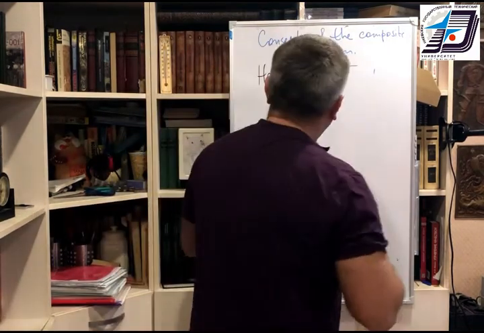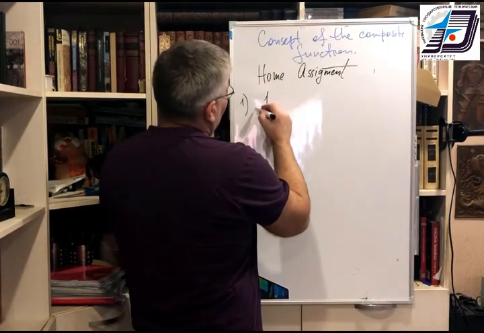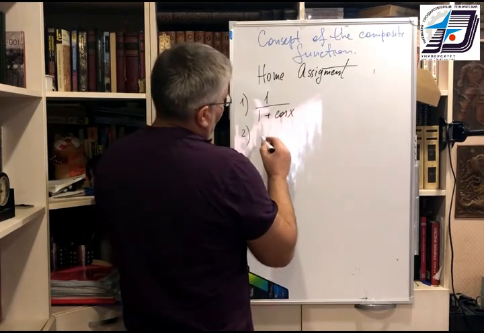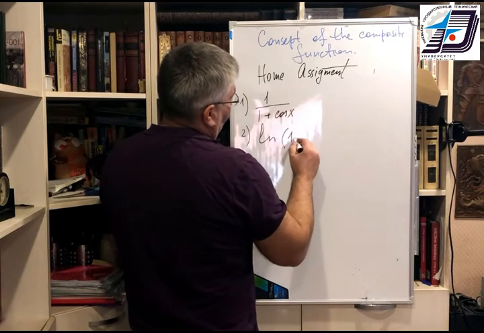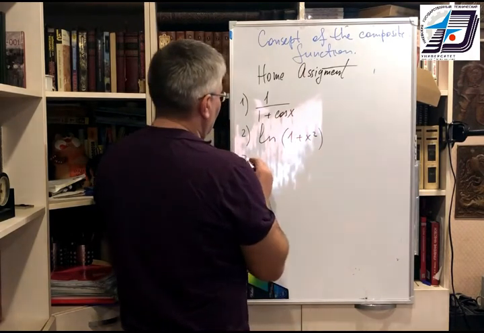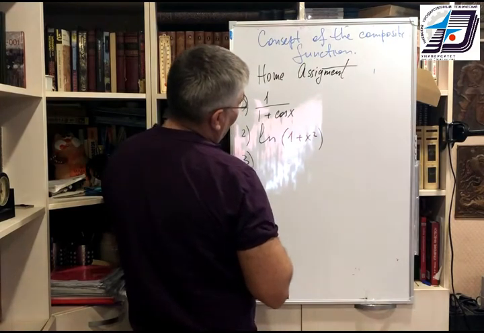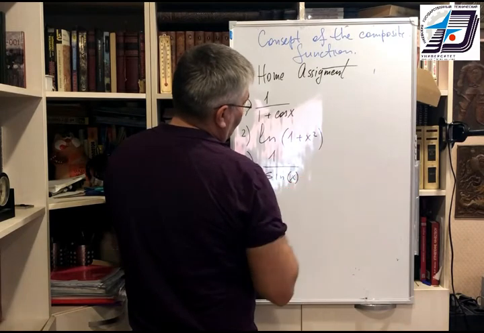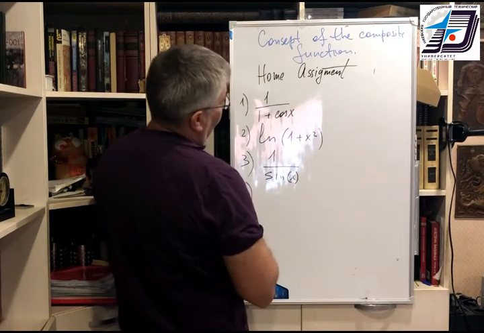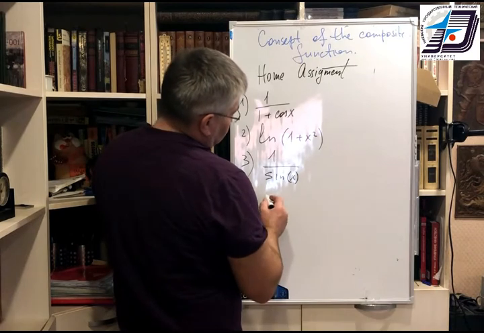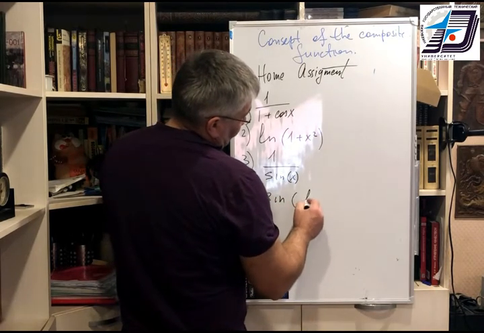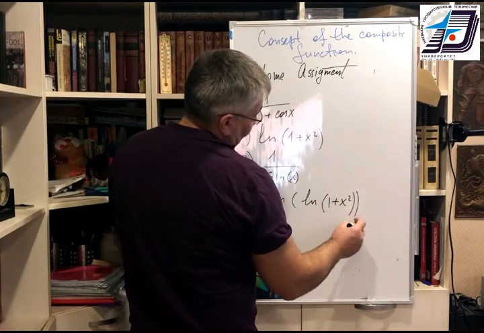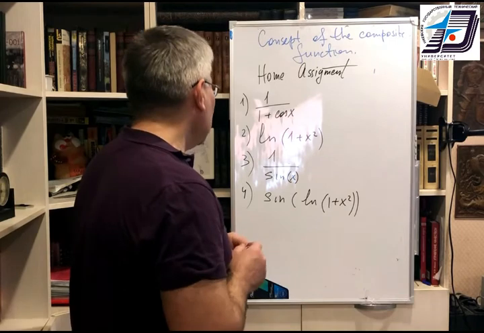Assignment here. You have here 1 plus cosine x, logarithm of 1 plus x squared, 1 over sine of x, and the fourth one, sine of logarithm of 1 plus x squared. There are 4 functions here.